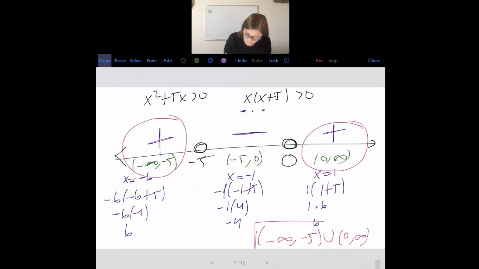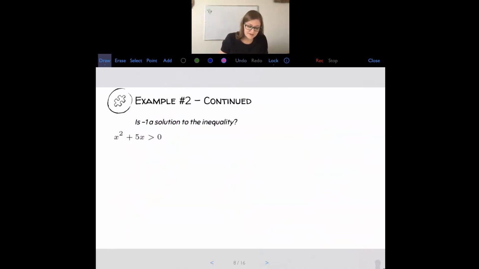Okay. So our final answer would be parentheses negative infinity to negative 5, union 0 to infinity, and it has to be written this way. Your intervals have to be written smallest to greatest so that the answer is correct. That's just how math people have determined to write these intervals. Next part of this question, is negative 1 a solution to the inequality?